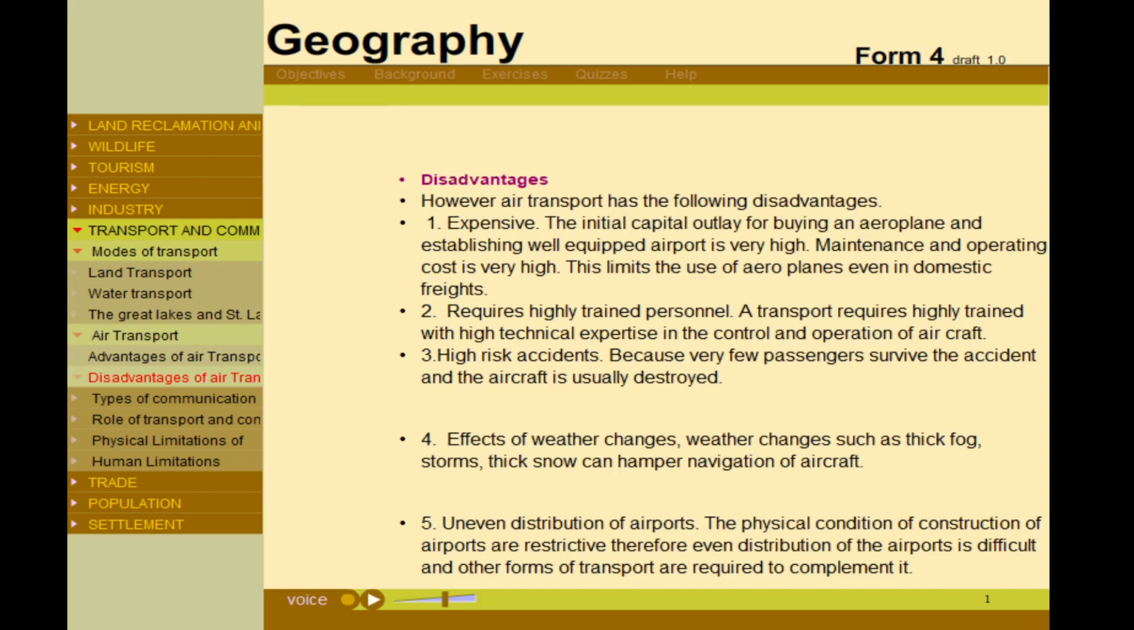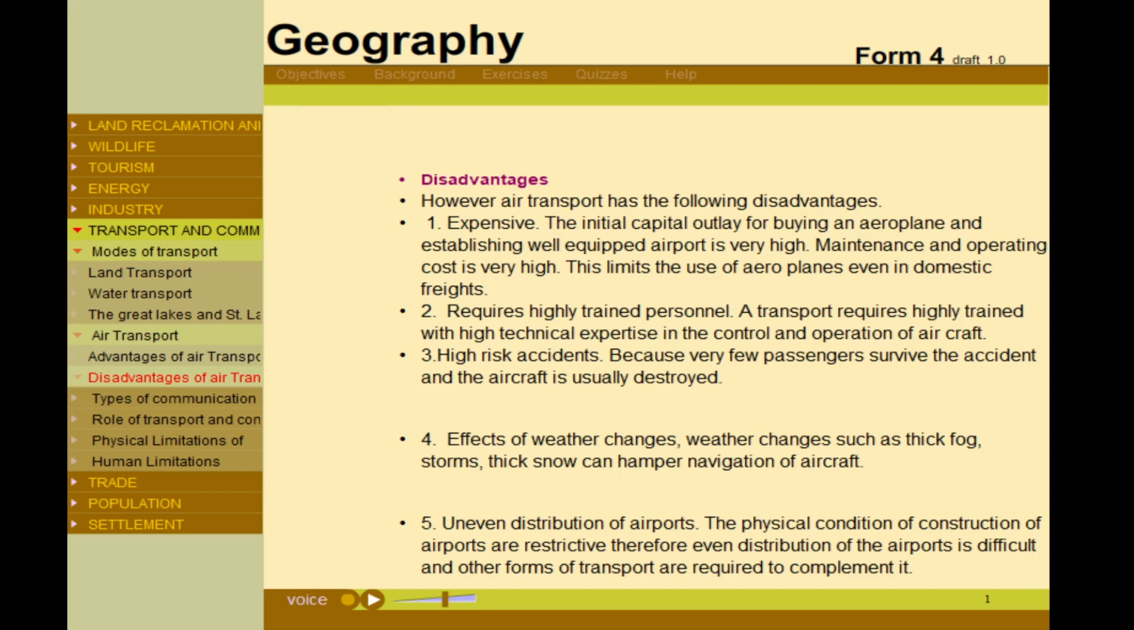Requires highly trained personnel. Air transport requires personnel with high technical expertise in the control and operation of aircraft. High risk of accidents, because very few passengers survive an accident and the aircraft is usually destroyed. Affected by weather changes. Weather changes such as thick fog, storms, and thick snow can hamper navigation of aircraft.